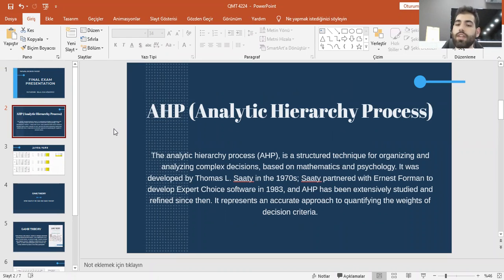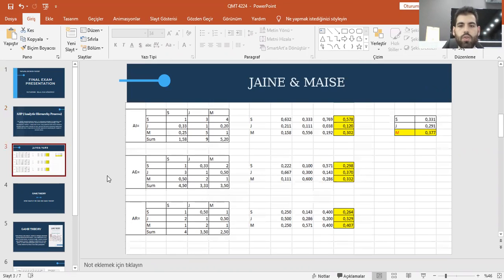The hierarchy is a structured technique for organizing and analyzing complex decisions, based on mathematics and psychology. It was developed by Thomas Saaty in the 1970s. Inside of our first question, we use that method for finding a solution. The problem is mainly about Jane and Misa.